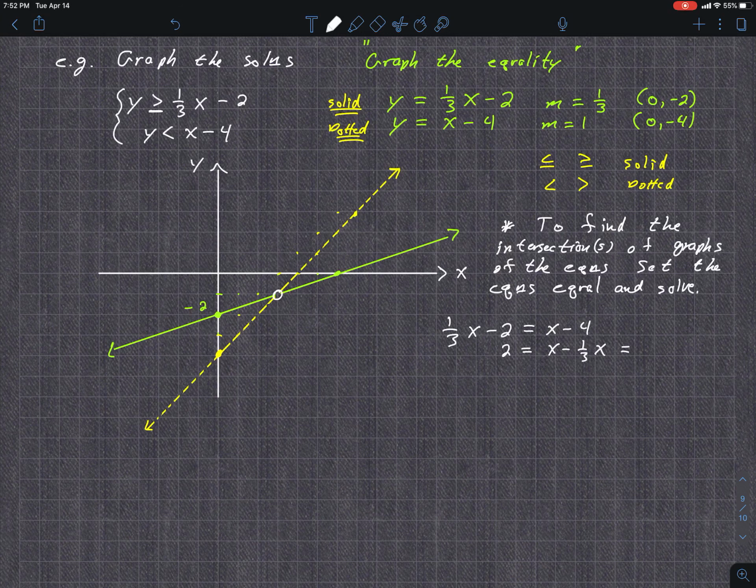And then you get x minus 1/3 x, add that together. So it's 3 over 3, so it's 2/3 x. And so you get 2 is equal to 2/3 x. And then multiply through by the reciprocal, and you get 3. So x is equal to 3.